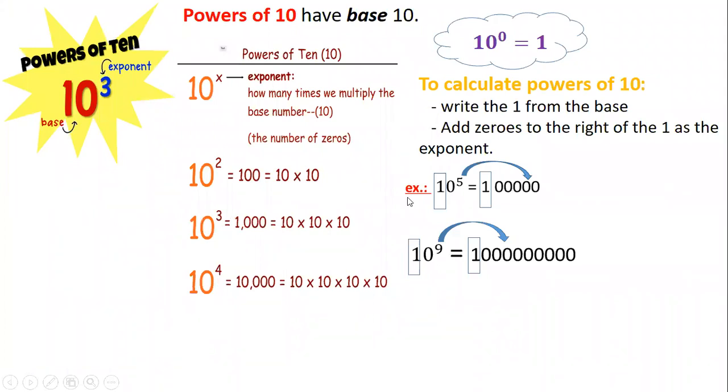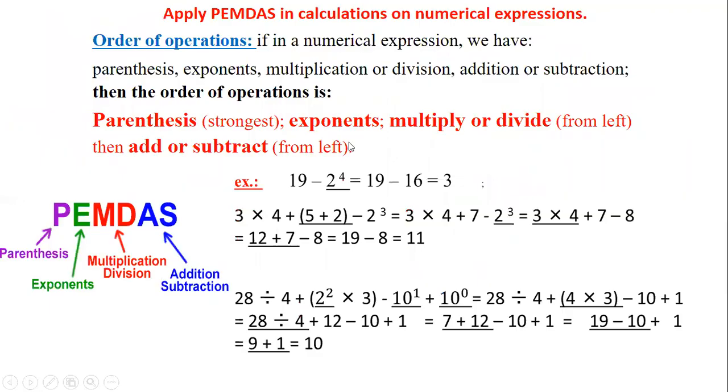If I gave you, for example, 10 to the power 5 and you want to find its answer, it's not necessary to write a multiplication sentence, 10 times 10 times 10 times 10. It's not necessary. We can know the answer directly. From the base, we take the 1 and we add zeros as the exponent. So 10 to the power 5, we write 1 and we add 5 zeros. 10 to the power 9, we write 1 and we add beside it 9 zeros.